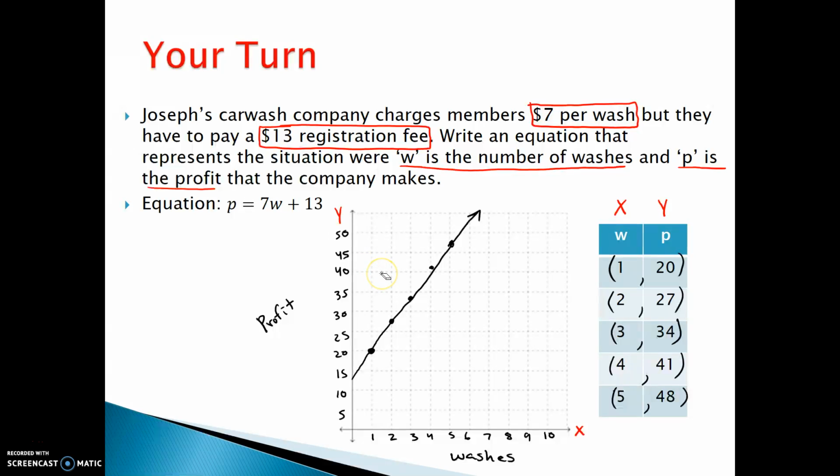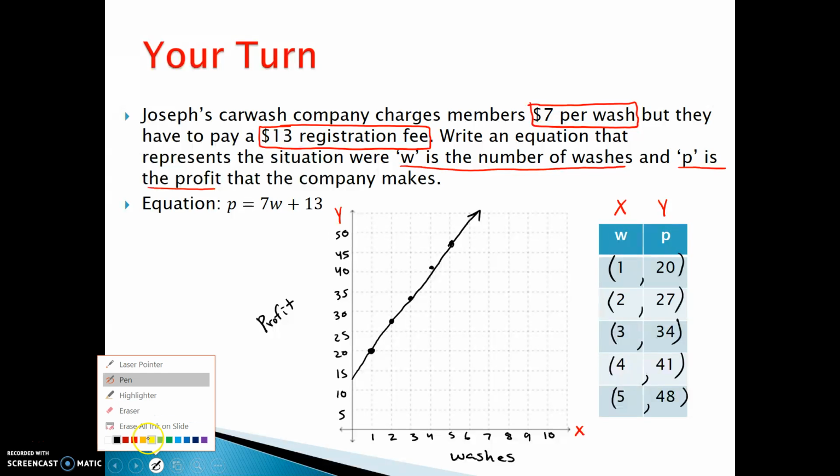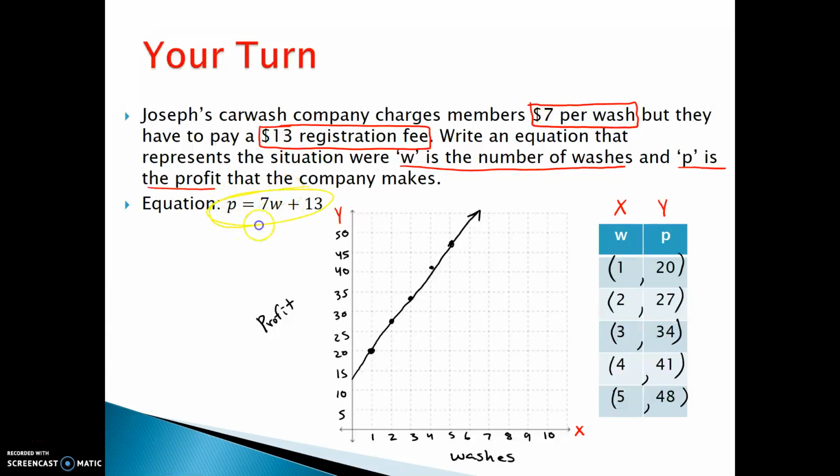Okay guys, what are the big takeaways from today? Number 1, let me highlight this in yellow: based on the situation, can you give me the equation? That's the first big takeaway. Second, can you complete a table of values based off of the equation you create, for 1 wash, 2 washes, 3 washes, 4 washes, and so forth? And third, based off of that table, can you graph your line? Can you correctly label your x-axis, correctly label your y-axis, and plot those points? Those are the 3 big things I need you to take away today.